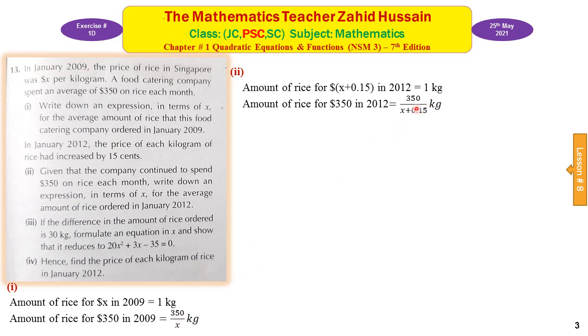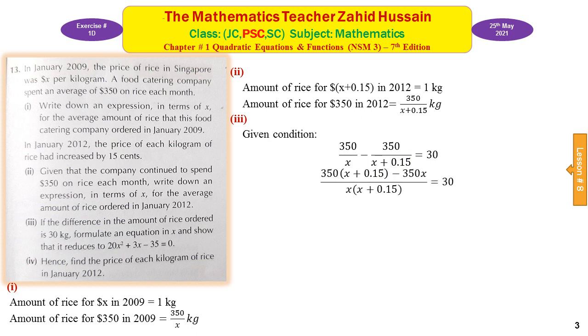So we will subtract 350 over x plus 0.15 from 350 over x and we will put this equal to 30. Now this equation has fractions. We will take LCM of the left hand side and we will solve this equation as we have done many questions in the previous lessons. Cancel 350x and minus 350x, we are left with 52.5 over x square plus 0.15x is equal to 30 over 1.